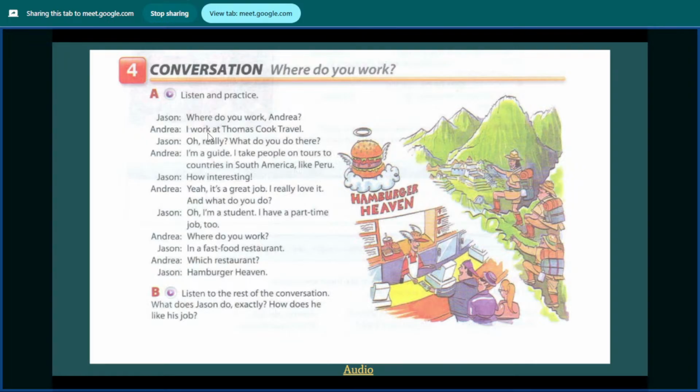I work. The R is not pronounced. I work at Thomas Cook Travel. Oh really? What do you do there? There, the R is not pronounced. What do you do there? I am a guide. I take people on tours to countries in South America like Peru.